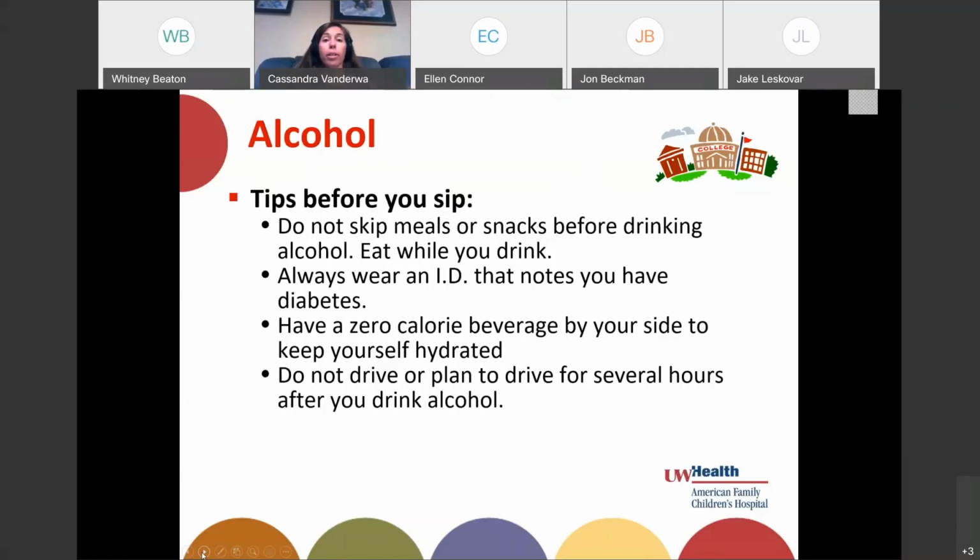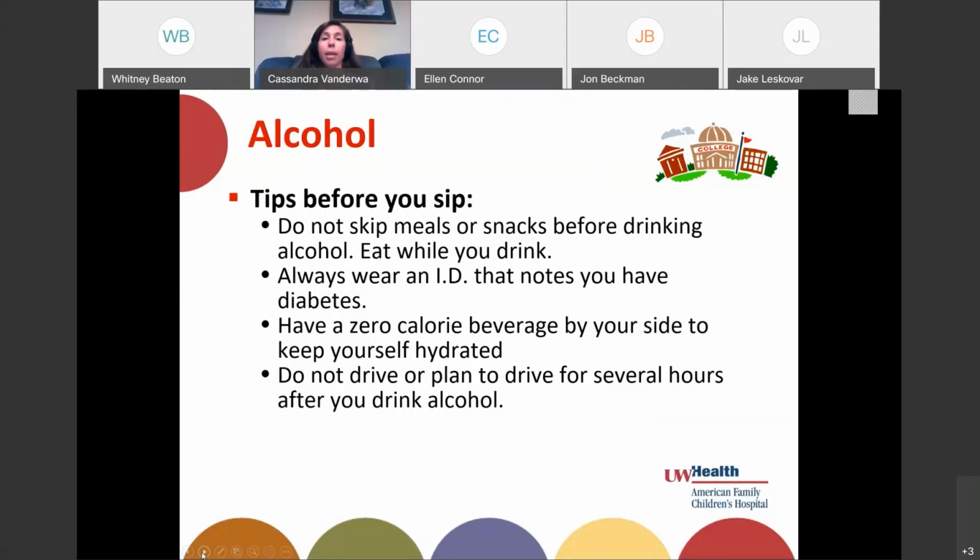It's really important to monitor your blood sugars closely before, during, and after, and not skipping meals or snacks around alcohol. Making sure that you always wear an ID and that you have notified someone that's hopefully with you that you also have diabetes. Making sure that you stay hydrated while you drink and eating while you drink can help to prevent the hypoglycemia, the low blood sugar that's associated with consuming alcohol. And we often get the question of why does this happen?